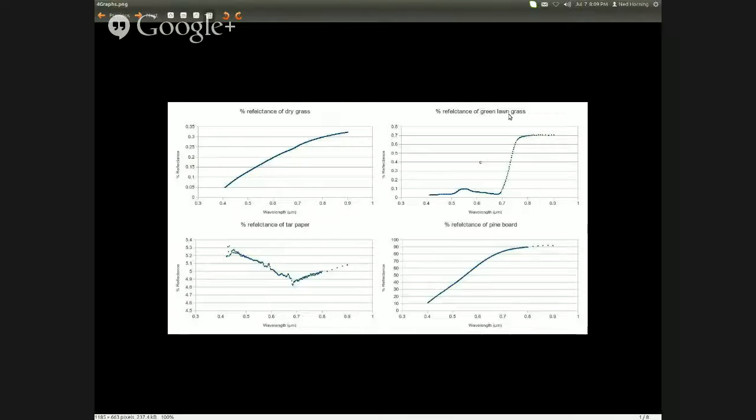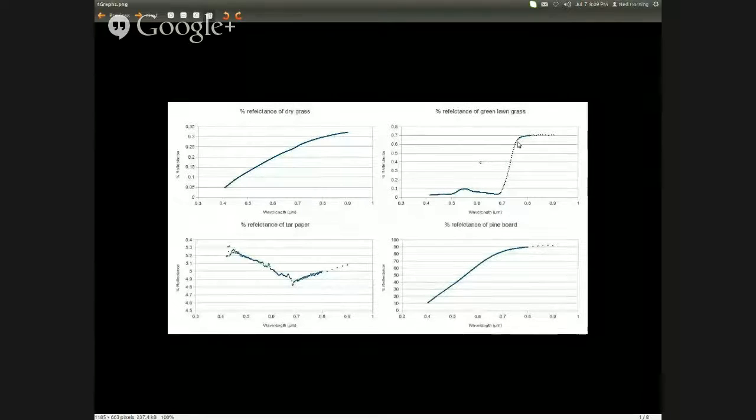And here we're looking at green grass. This, again, is a fairly typical vegetation curve. It's very low in the blue. There's a little bump in the green, up to 10% reflectivity. It goes back down in the red, and then a very steep slope going up to the near-infrared.